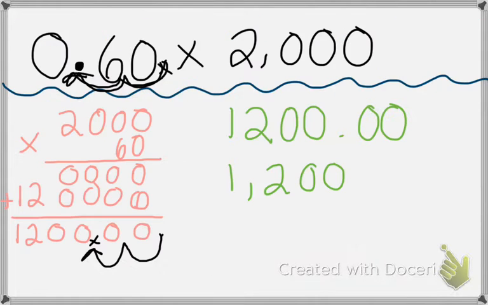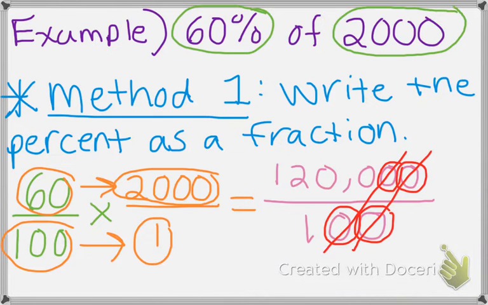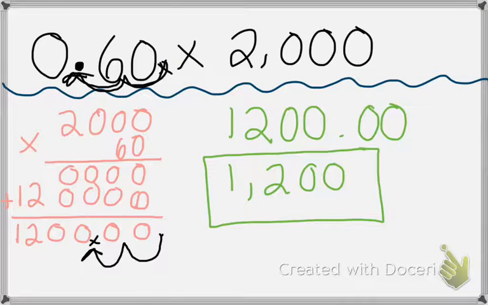So what that means is that you can use either of the two methods that you want, and you will always get the same answer. So again, you can use method 1, which is write the percent as a fraction, and then you multiply. Or you can write the percent as a decimal, and then you multiply. So they're the same thing, it's just in different forms. But in both cases, we got the same answer. So you can use whatever you feel more comfortable with.